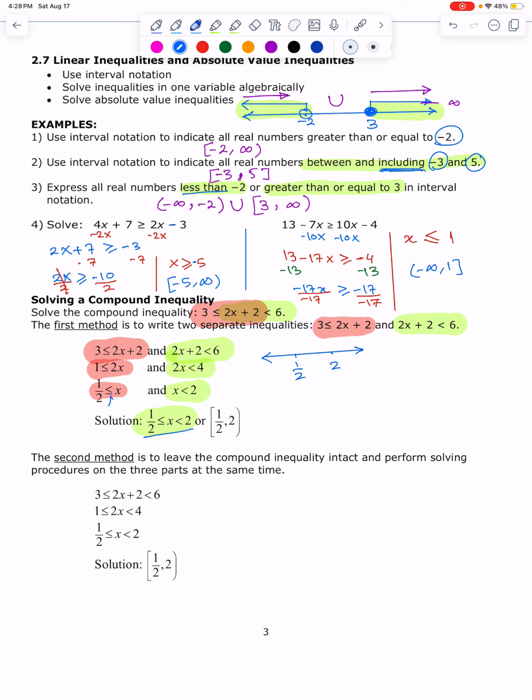The 1/2 is included because of that equal sign right there, so I'm going to include a closed circle. And the 2 is excluded because there is no equal sign, so it's going to be an open circle. This interval is read x is greater than 1/2.